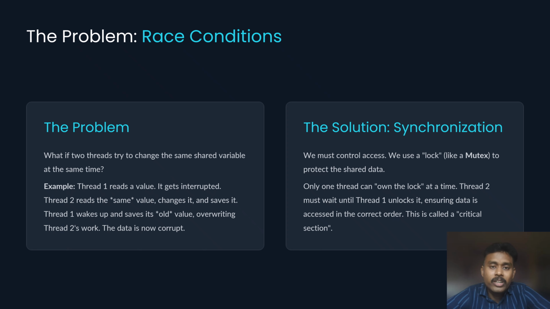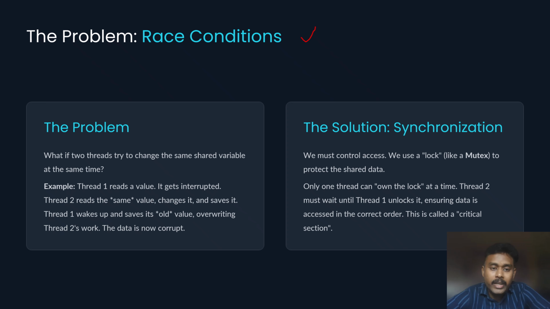Here the problem is going to be the race condition. So what is that condition? What is the problem actually? Suppose two threads try to change the same variable, that is, the variables are shared by each other. If two threads try to change the same thing at the same time, what will happen? Let's see this example.